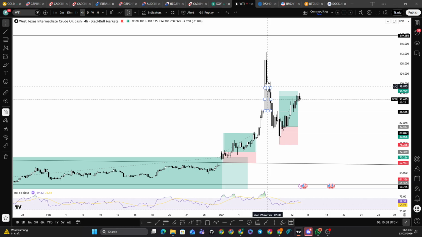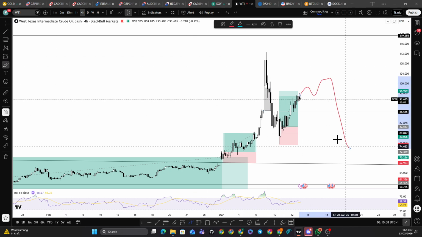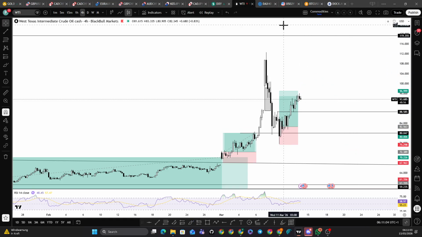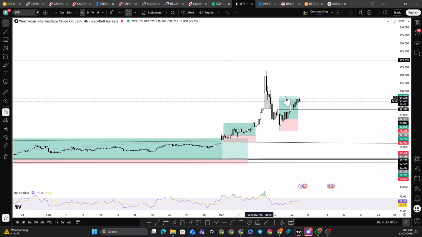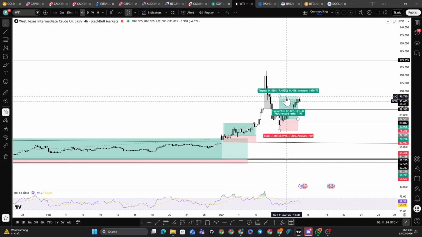But if at any point we see an easing or a peace talk or whatever that would give the market participants a sense that the war is going to end, then definitely we will see oil prices drastically dropping. Until we receive such news or such a hint, I don't see any reason to short crude oil.